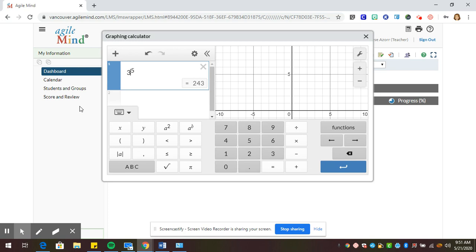And now that my cursor is up there again, I can quickly change things. If I wanted to do 2 to the 5th, there's 2 to the 5th. If I want to do 2 to the 8th, I can just change that. You can just navigate with your arrows and change those things pretty easily.